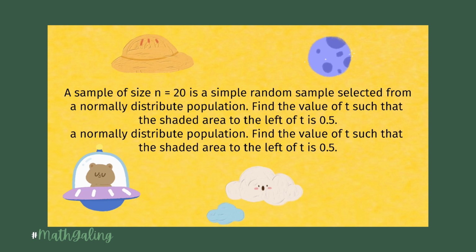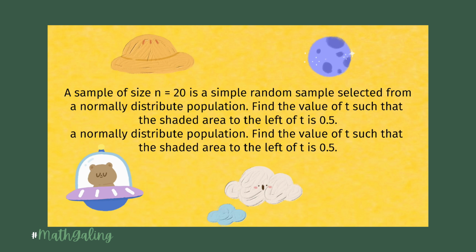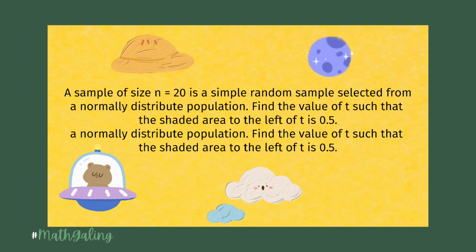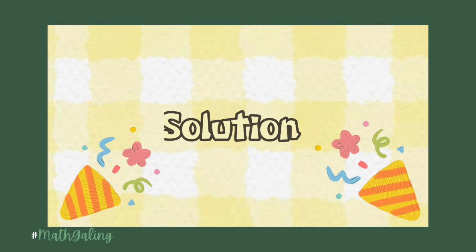A sample of size n equals 20 is a simple random sample selected from a normally distributed population. Find the value of t such that the shaded area to the left of t is 0.5.